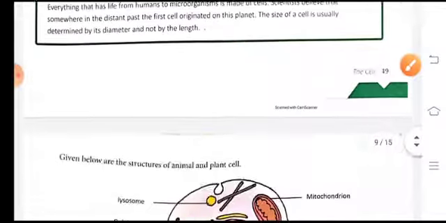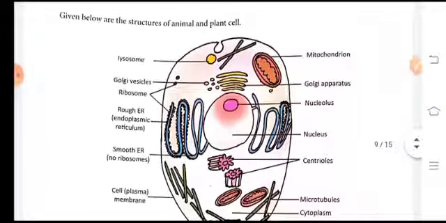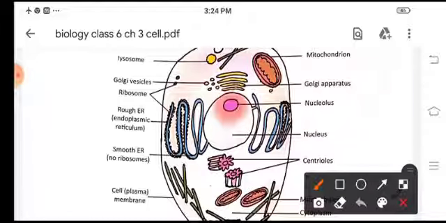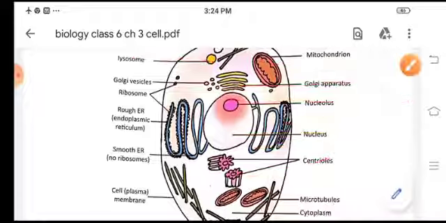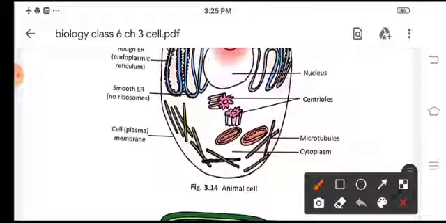So here is a diagram of animal cell and plant cell, children. So this is the diagram of an animal cell. All the structures are present inside the cytoplasm: mitochondria, lysosomes, then Golgi apparatus, then endoplasmic reticulum, rough endoplasmic reticulum, smooth endoplasmic reticulum, nucleus, nucleolus, then these are the centrioles, then here comes the cell membrane, then cytoplasm, ribosomes.